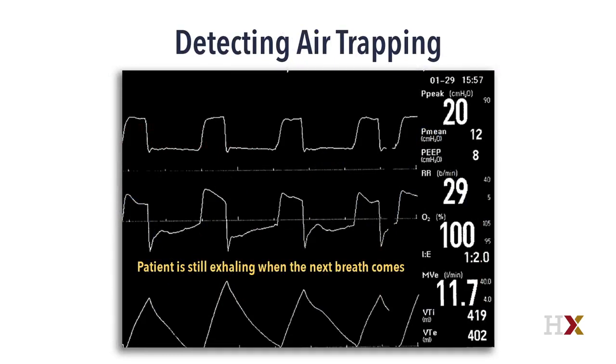What we see on the patient's ventilator can be the continued flow when the next breath comes. This is illustrated here by the red arrows on this ventilator tracing. Note that the patient's flow has not come back up to baseline. It has not come to zero. This patient is still exhaling when the next breath comes. We can't use this to quantify how much air is left in the system, but it is an indicator that the patient is having air trapping.